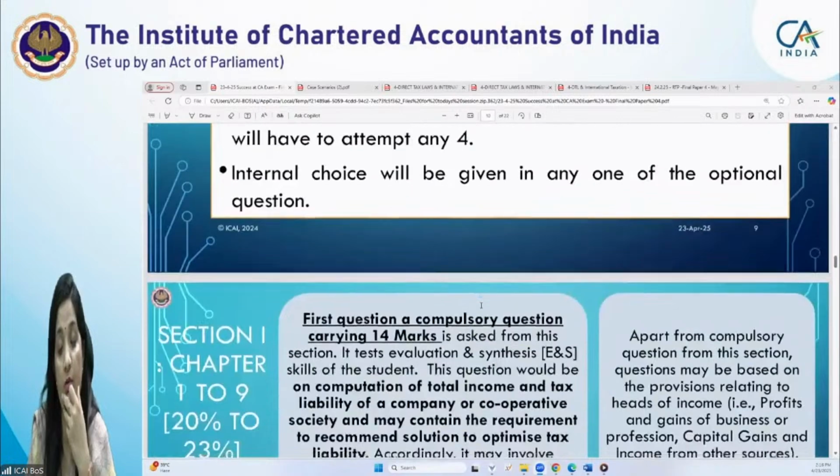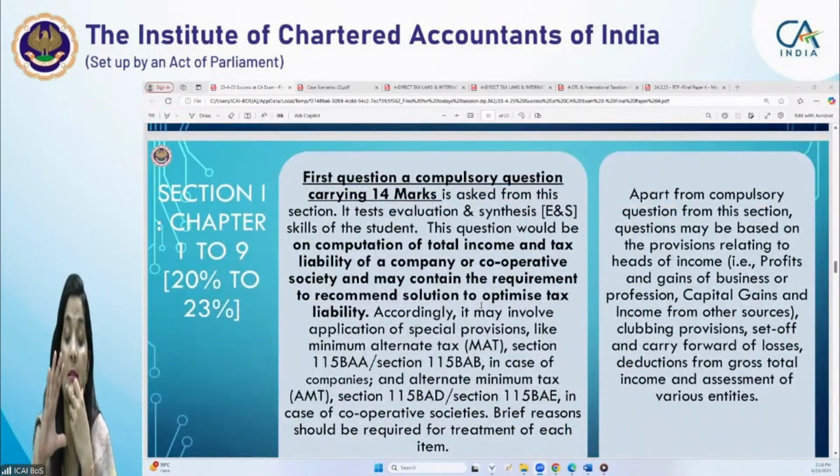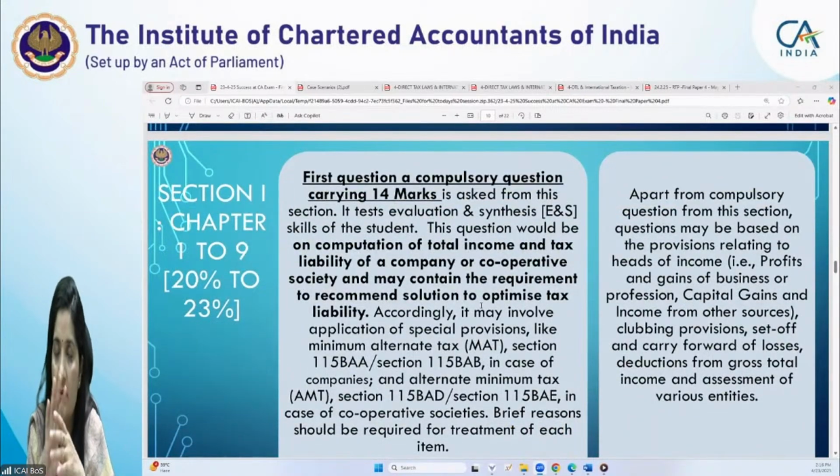The first question would be of 14 marks, and your first question is basically based on the first section. There are 3 sections overall, as per the section wise weightages. First is substantive law, substantive provisions of the law, then procedural law, and then international taxation, right? In that way, the first question is basically a compulsory question which tests your evaluation and synthesis skills.